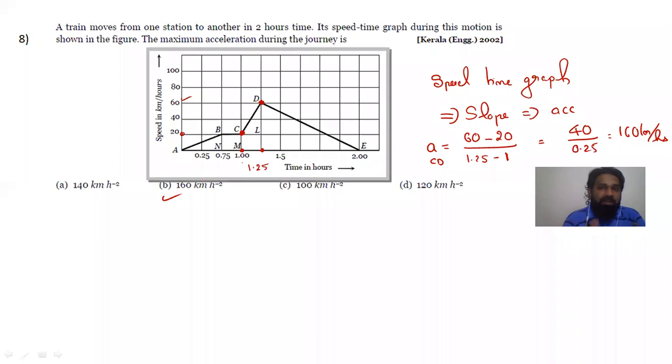Now, if pictorially somewhere the slope looks larger, check that also. Here we just found the slope and got the acceleration. That is the maximum acceleration possible. Is that clear, all of you? If you have any doubt, you can ask. If it is clear, please comment it. Okay, clear, understood.